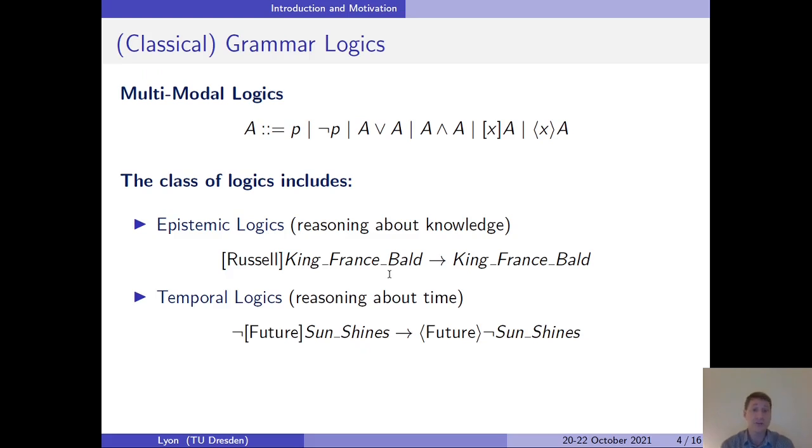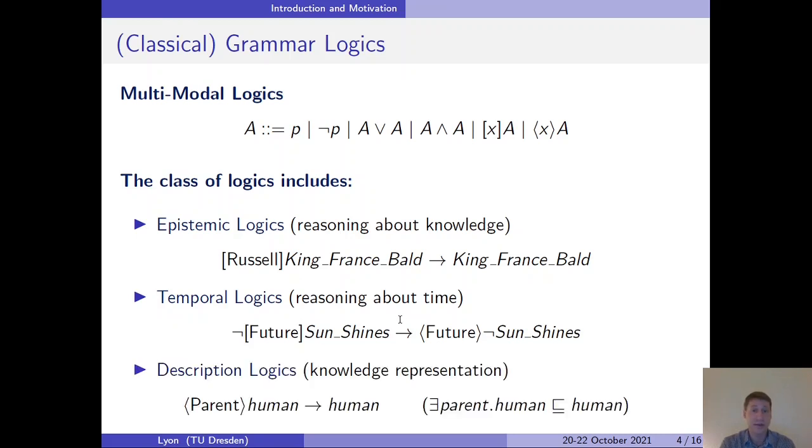Another is temporal logics, which are used for reasoning about time. For example, this is a sentence which is expressible in our language. It says that if it's not the case that at every point in the future the sun shines, then at some point in the future it is not the case that the sun shines. So these, of course, are quite useful in verification, for example, and in model checking.